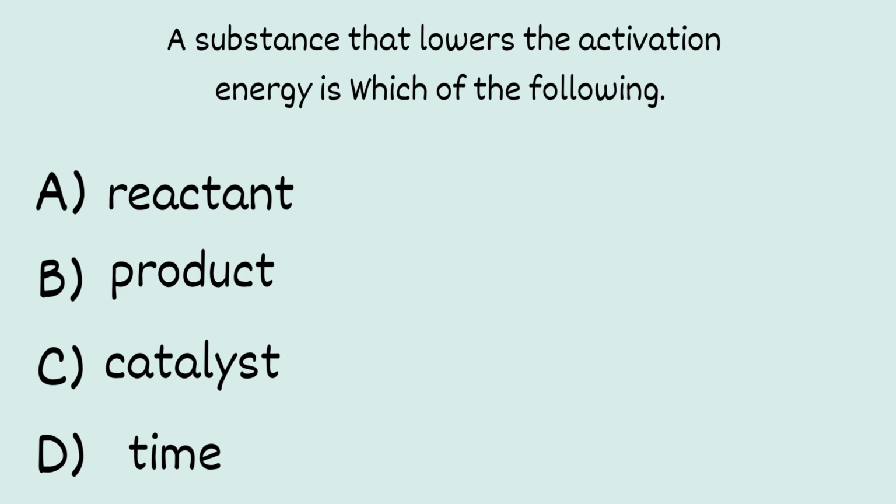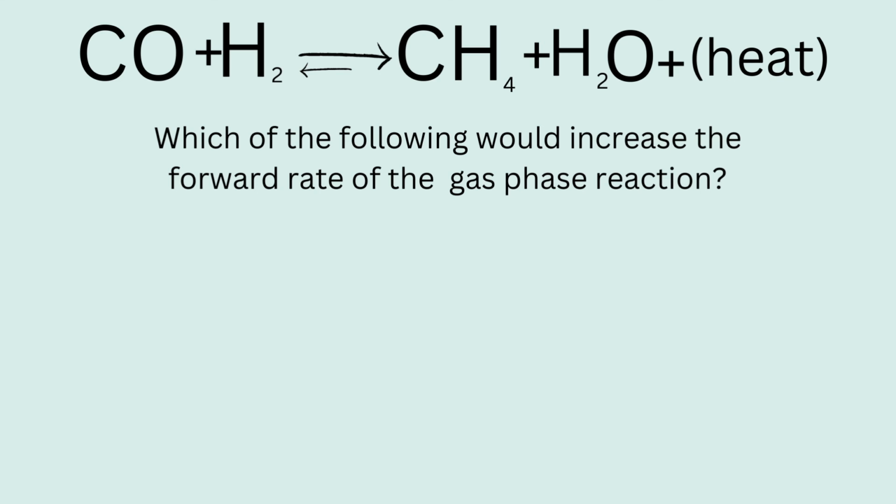So next question. A substance that lowers the activation energy is which of the following? Our answer here is catalyst. This question comes up a lot on the practice questions. Make sure you know exactly what a catalyst does and what it's used for and how it relates to reaction rates.